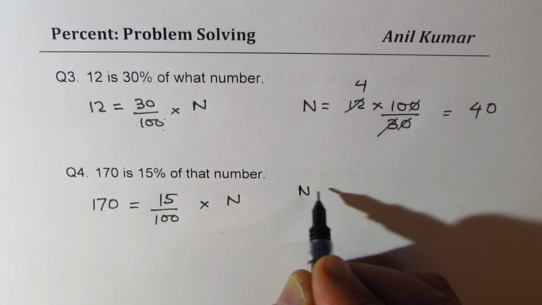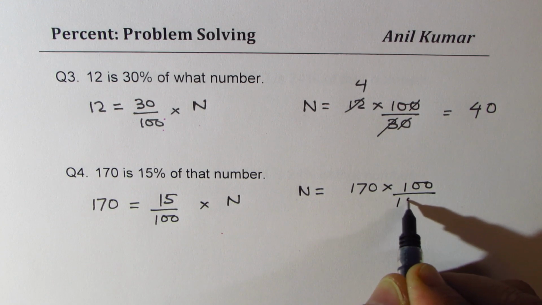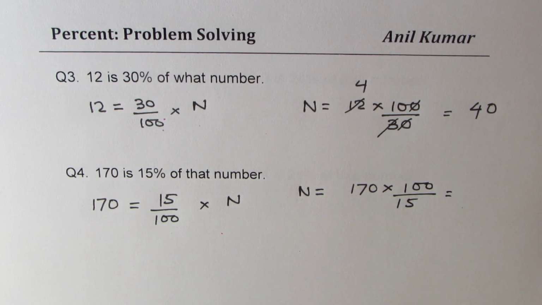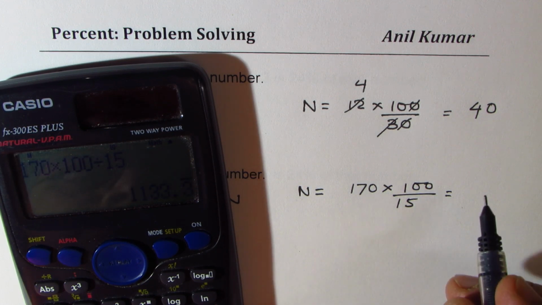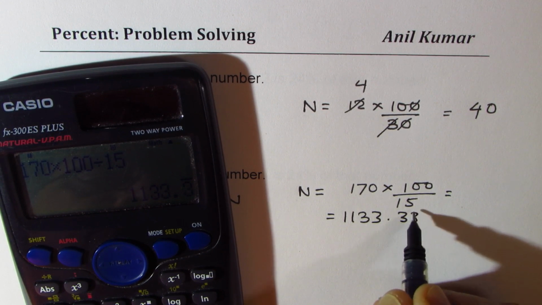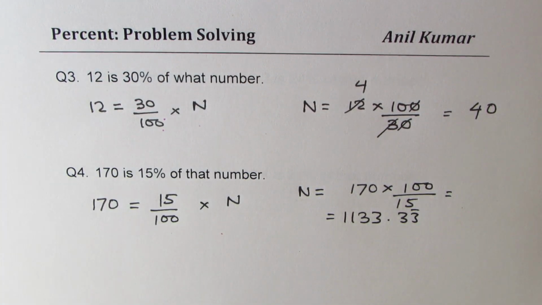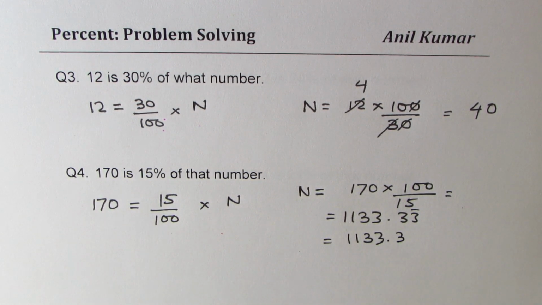So again, we could write n equals 170 times 100, cross multiply, over 15. So use calculator. We have 170 times 100 divided by 15 equals, in decimals, a big number, 1133.33 recurring, right? So we could write this to one decimal place as 1133.3. Does that make sense to you? So that is how you're going to do all these questions.